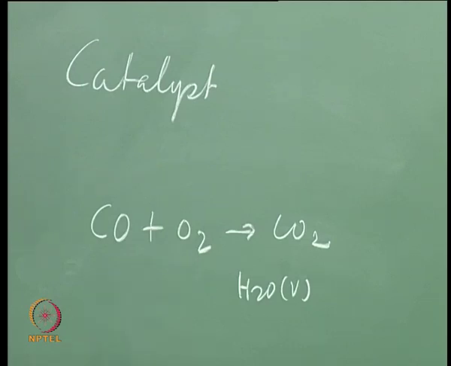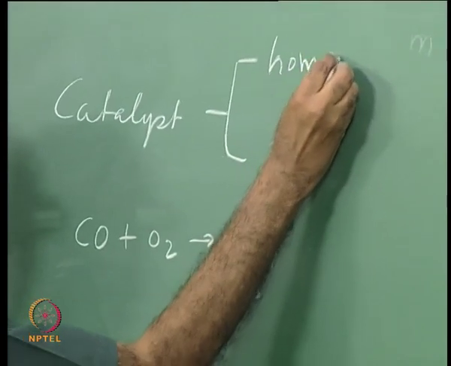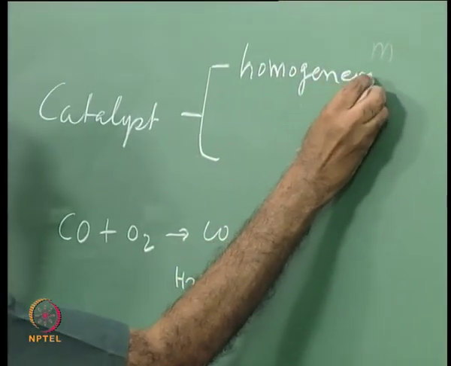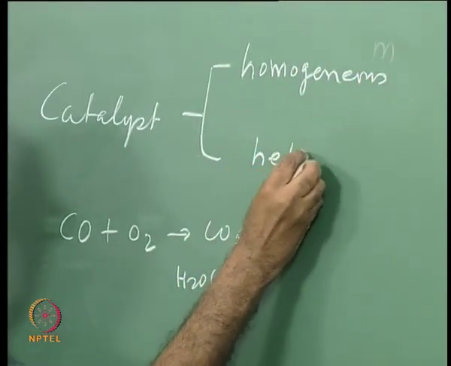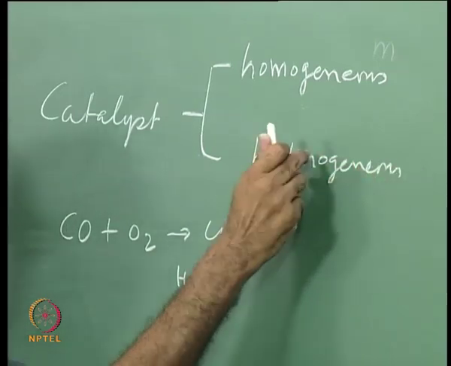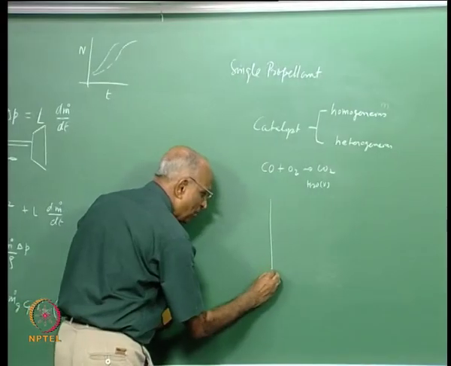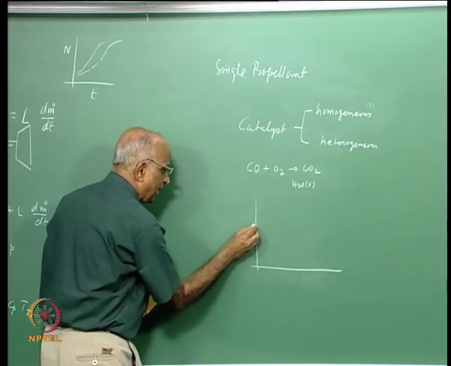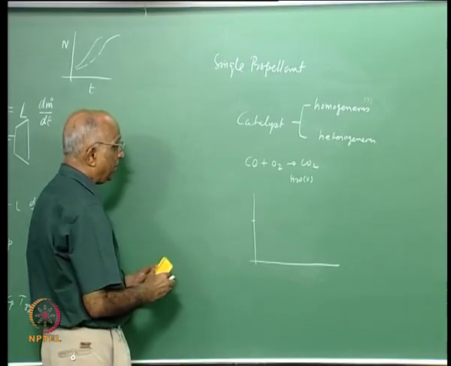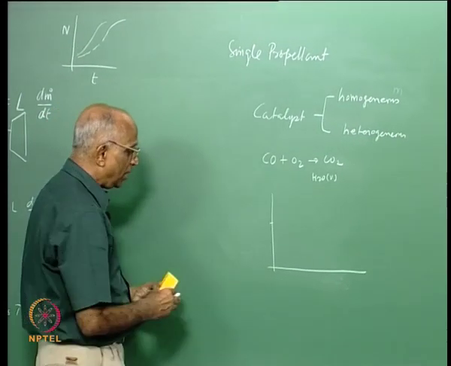You have catalysts which could either be homogeneous or heterogeneous. Let us take an example. Heterogeneous means it is in a different phase from the substance which it is catalyzing. And why does it have to happen? Maybe this is your reactant, some substance like, let us say, a single propellant over here.